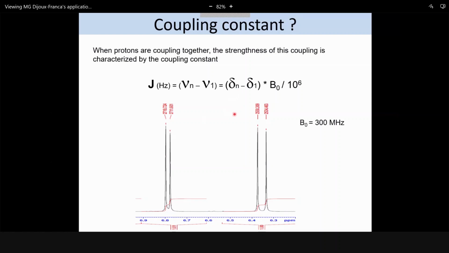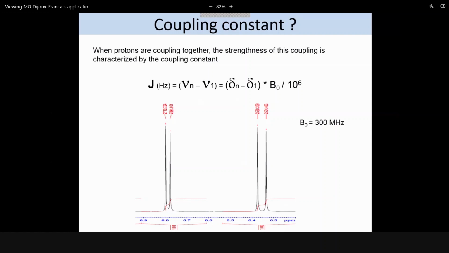But most often, we don't have the frequency here. We have only the value for each line, but in ppm. That means it gives the chemical shift for each line. So then you need to also make the difference between the highest and the lowest. You make this one minus that one.